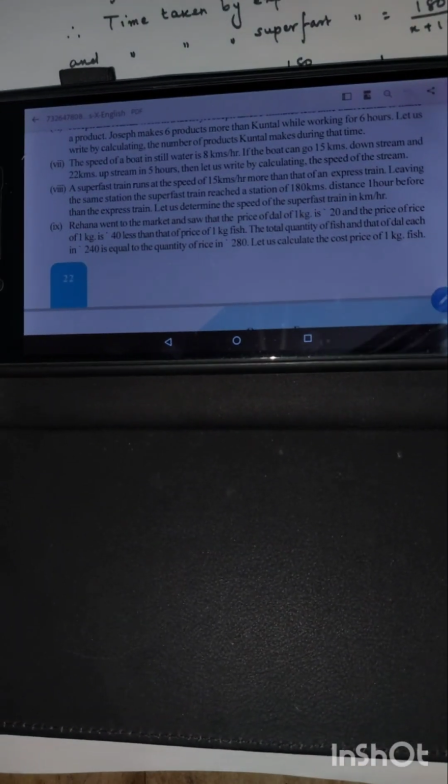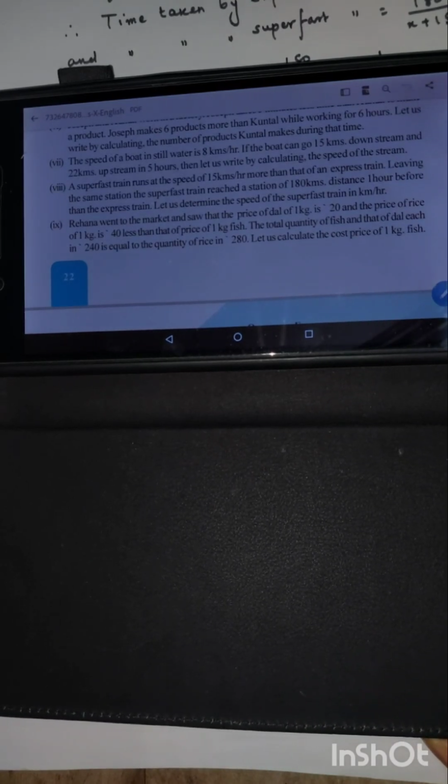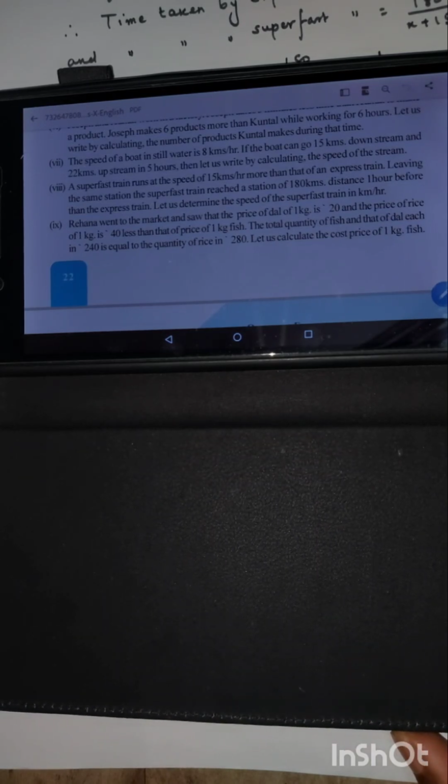Okay, now the second statement says the total quantity of fish and that of dal, each in rupees 240, is equal to the quantity of rice in rupees 280. So we are buying fish and dal for rupees 240.